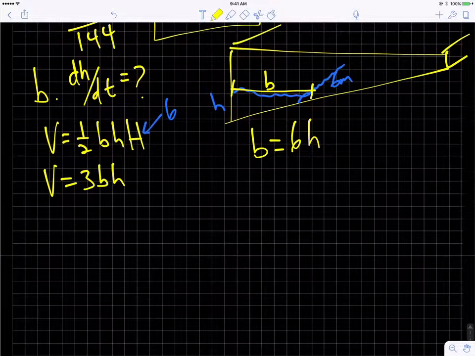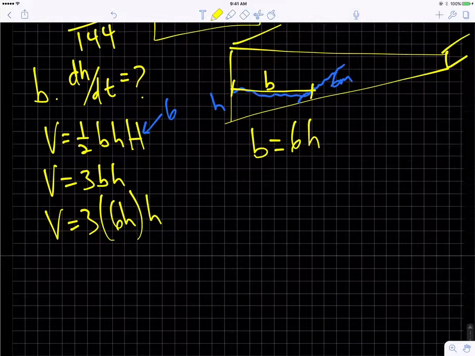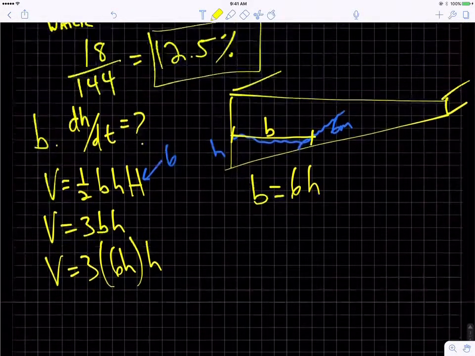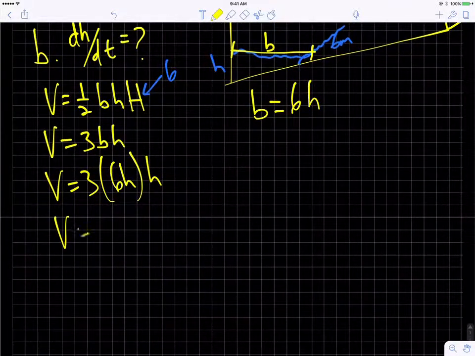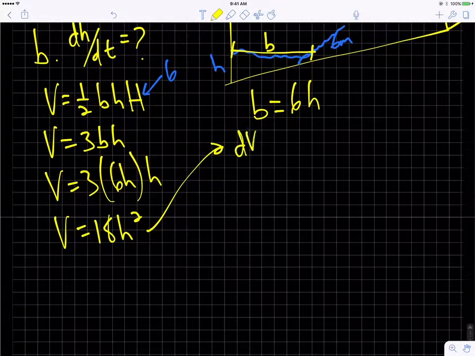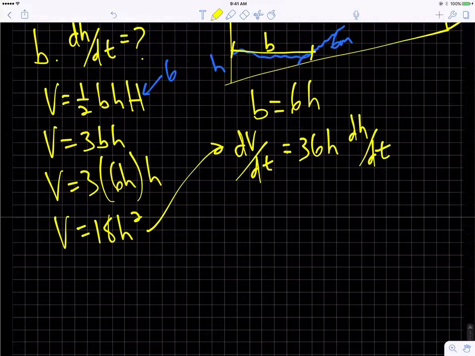And I want to get rid of the B, so I make that substitution in my volume formula. So if B is 6H, then I've got the volume is equal to 18H squared. Now I can find the derivative of that thing. dV/dt equals 18 times 2 is 36, H times dH/dt. I'm looking for dH/dt.